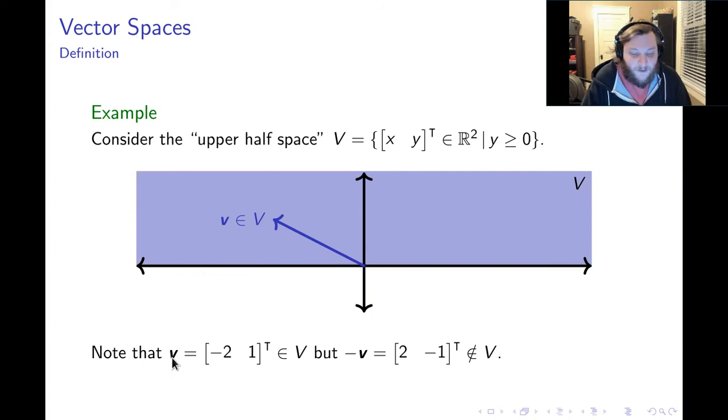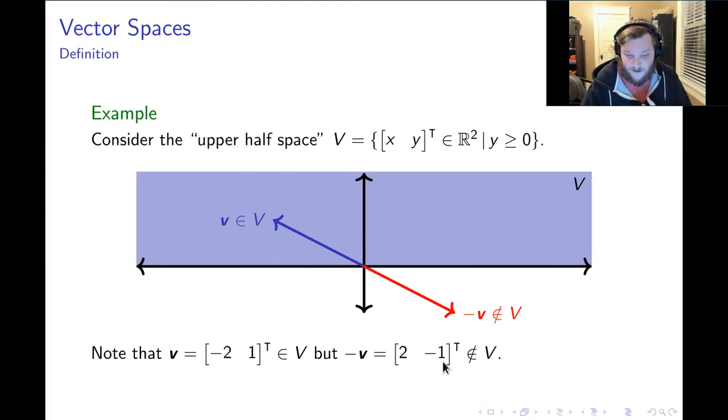When I scale the vector (-2, 1) by the number -1, I produce the vector (2, -1). And (2, -1) has a second coordinate that is negative, so that vector is not in the collection. Here I've plotted (-2, 1), which is in big V, and then I've plotted the negative of that vector, which is not in V. We just took a linear combination of one of the vectors in the collection and found that it is not in the collection. This tells us that big V, the upper half space, is not a vector space.